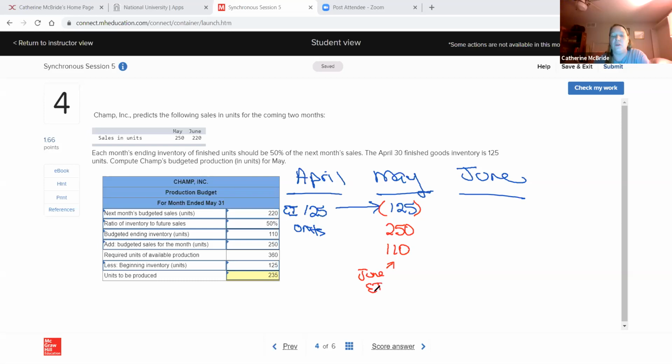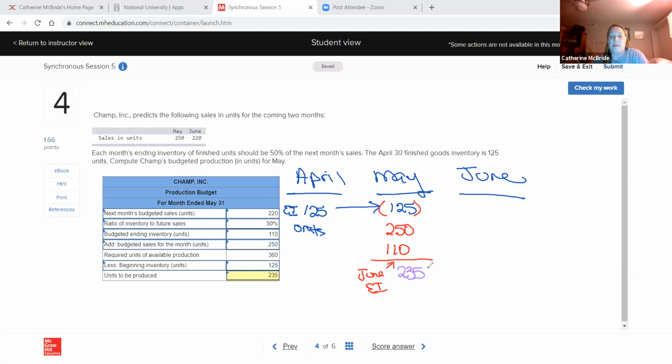That's my ending inventory now. So when I'm done, I have my 250 units that I've made and sold, and my 110 still sitting here for June. The way I get that is I have to manufacture 235 units. Because I need the 250 plus the 110 left over, and I already have 125.